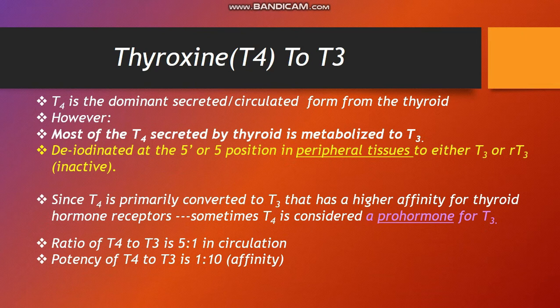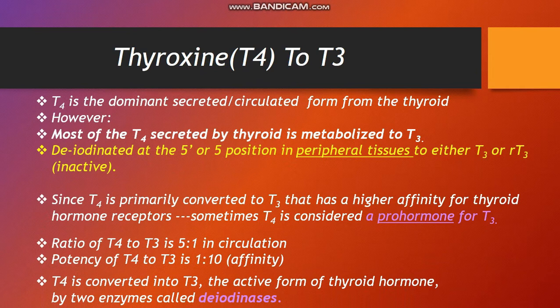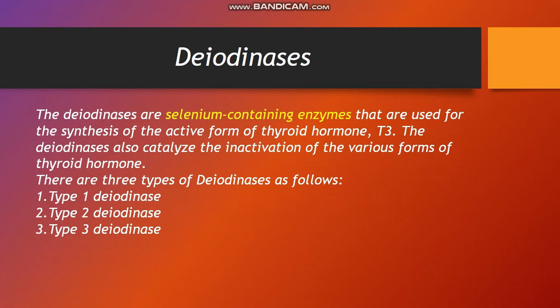T4 is converted into T3, the active form of the thyroid hormone, by enzymes called deiodinases. Deiodinases are a set of enzymes. The deiodinases are selenium-containing enzymes that are used for synthesis of the active form of the thyroid hormone, T3. The deiodinases also catalyze the inactivation of the various forms of thyroid hormone. There are three types: type 1 deiodinase, type 2 deiodinase, and type 3 deiodinase.